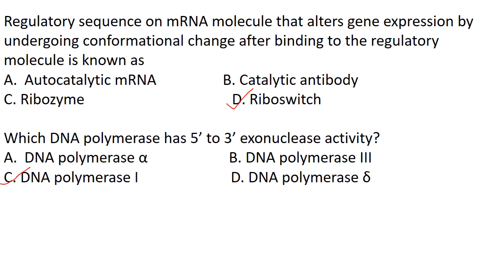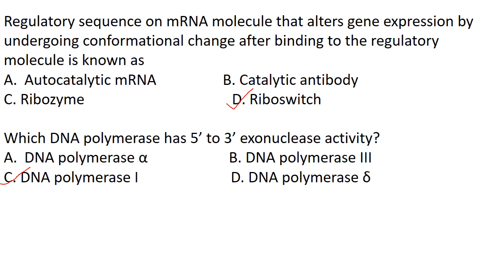Then regulatory sequence on mRNA molecule that alters gene expression by undergoing conformational change after binding to the regulatory molecule is known as. So it is found on the mRNA molecule and it alters gene expression. How? By undergoing conformational change after binding to the regulatory molecule. So it is known as riboswitch. Answer is option D.